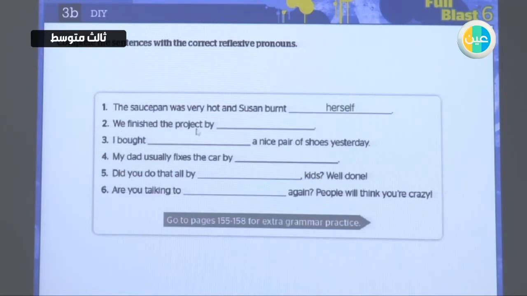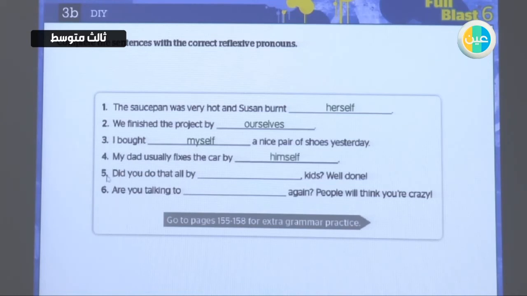We finished the project by we. So what is the correct reflexive pronoun? Ourselves. I bought a nice pair of shoes yesterday. I. So the correct one, myself. Number 4, my dad usually fixes the car by, so we have the subject, my dad. What do you think the pronoun will be? And we have the word by, which means with no help.